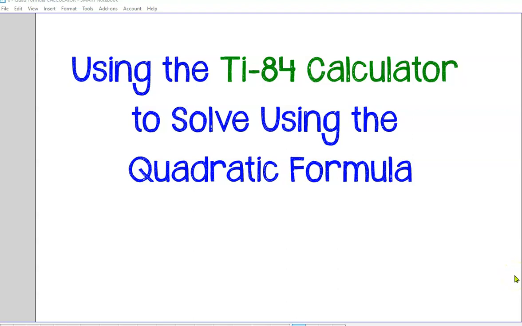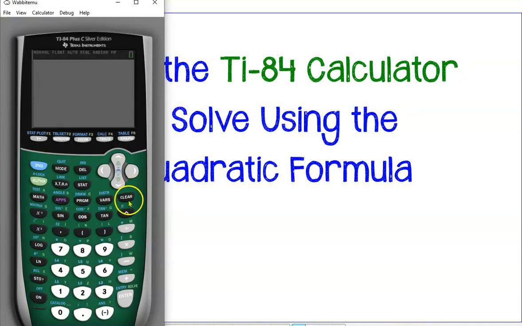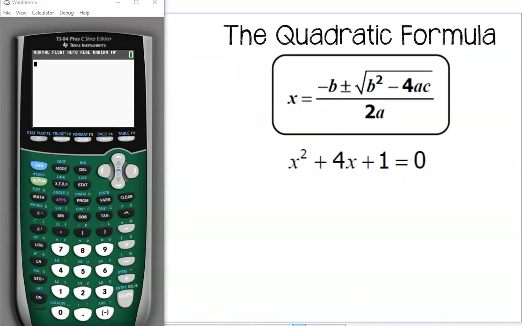In this tutorial, I'm going to show you how to use the TI-84 graphing calculator to solve a quadratic equation by using the quadratic formula. So you're going to need to turn your TI-84 calculator on, and let's get started. I'm going to solve 4 problems today.